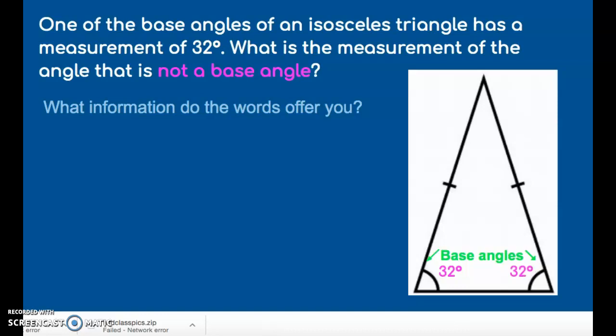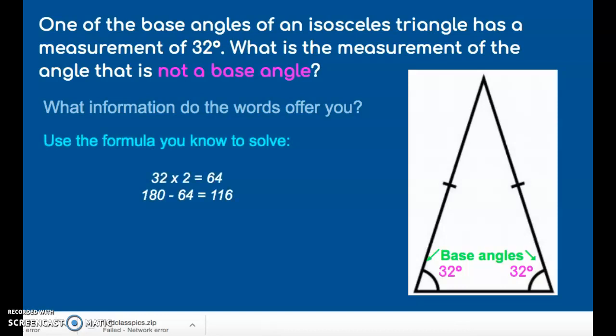Now you know two of the three angles, and you can use your formula to solve for the third. 32 times 2 is 64. So those two base angles combined is 64 degrees. Then you subtract that big part from 180 and you get 116. So the measure of the unknown angle at the top is 116 degrees. I want you to take note that this does definitely not look like a 116-degree angle, but we are simply going on the words, and you will find several problems like this in your education. Use the words to solve the problem.